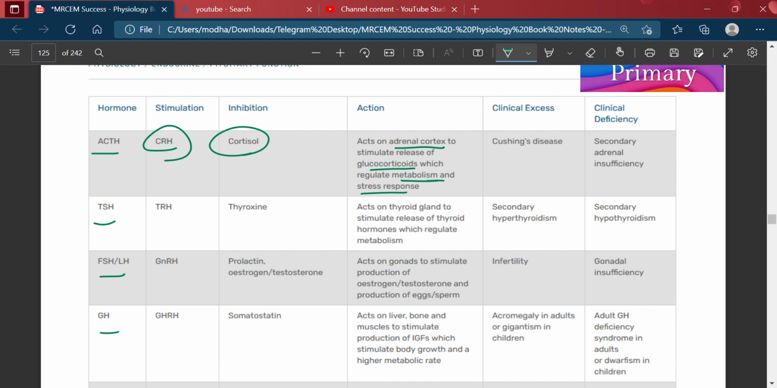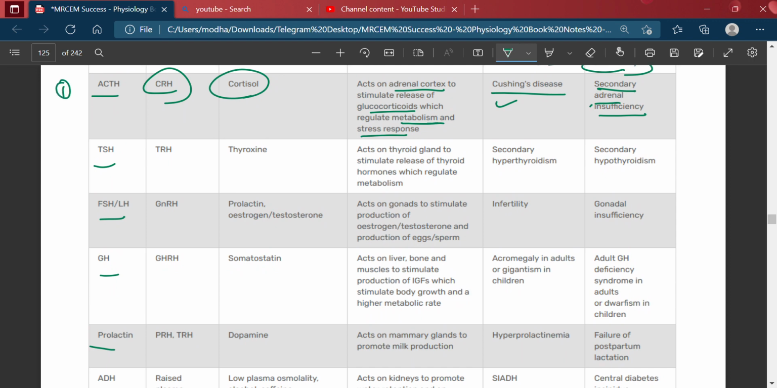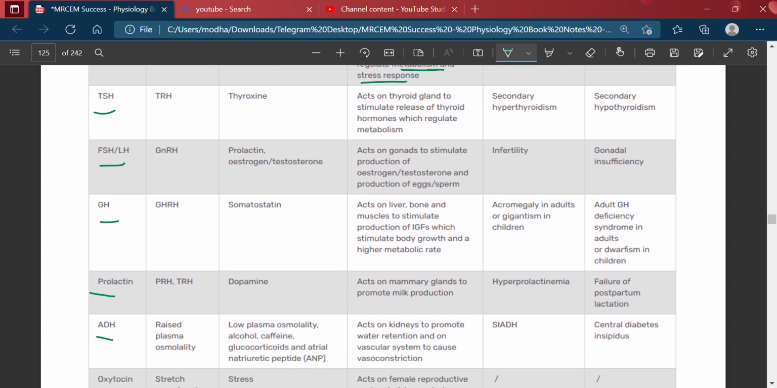Clinical excess causes Cushing disease, and if there is deficiency, it will cause secondary adrenal insufficiency. This is the ACTH, which is released from the anterior pituitary. Then the TSH is also released from the anterior pituitary.